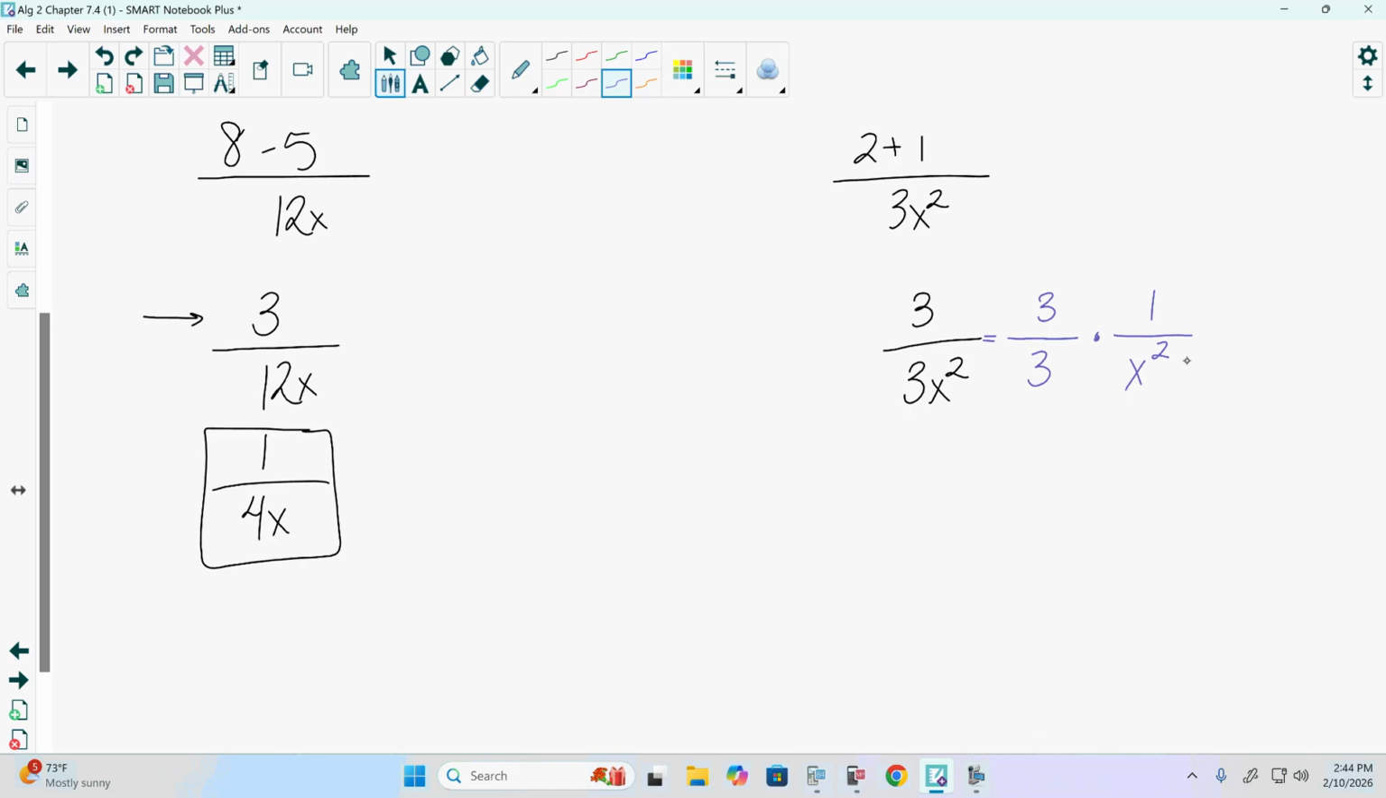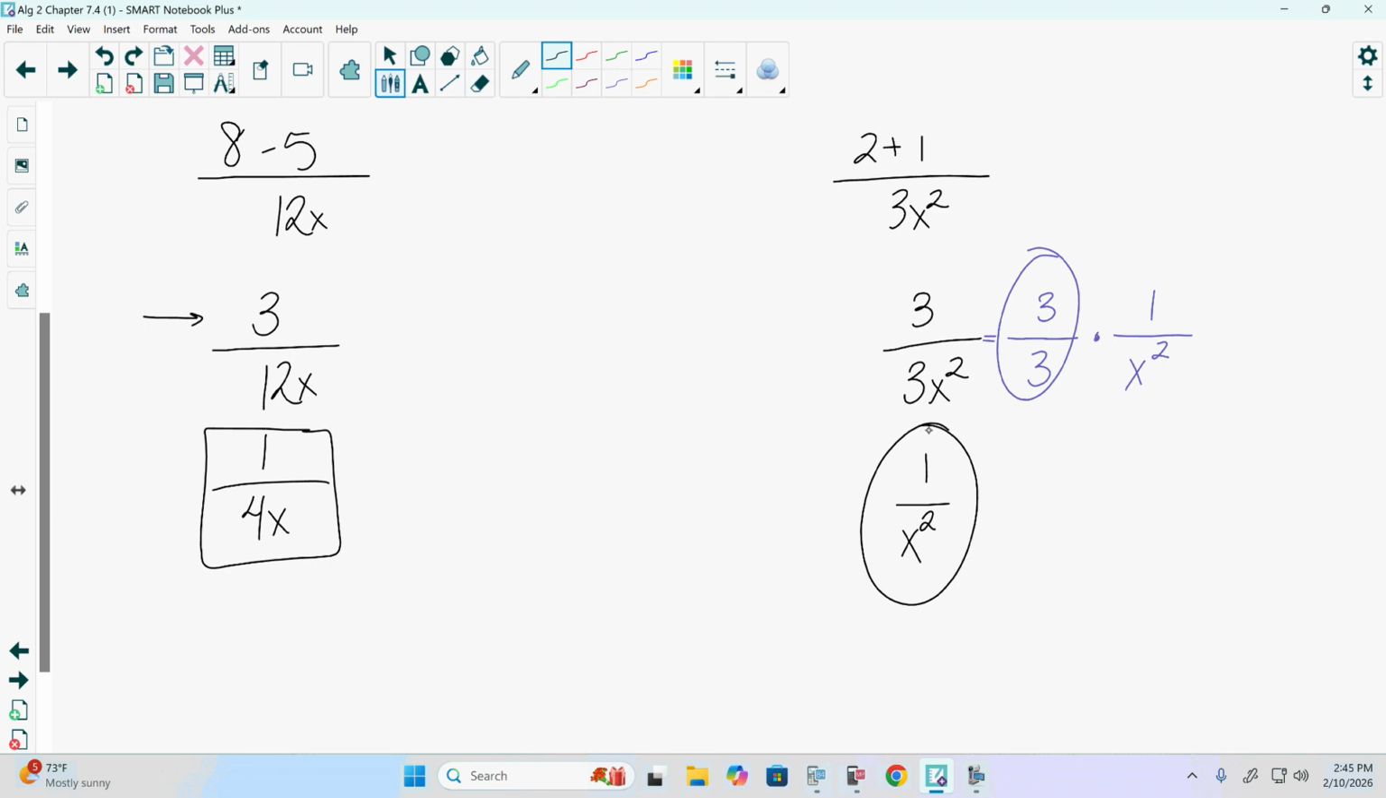That is the same expression, yes? On bottom, 3 times x squared is, yes? That's 3 divided by 3. 1 times our 1 over x squared is 1 over x squared. And we can do this because of multiplication.